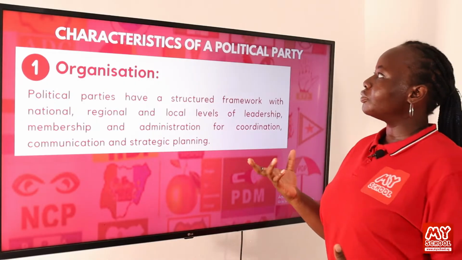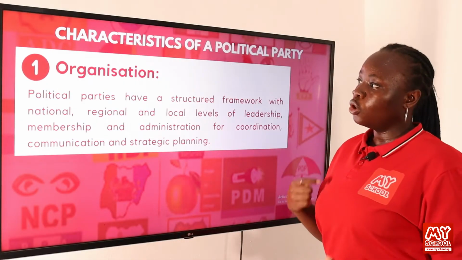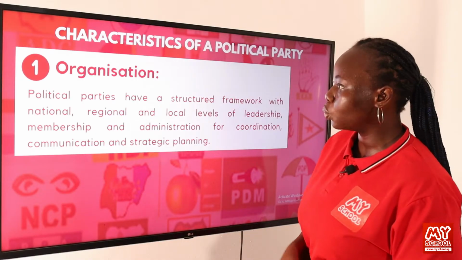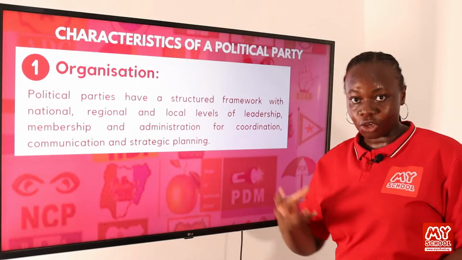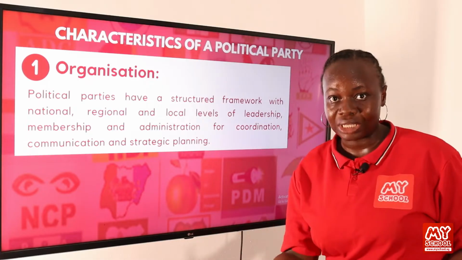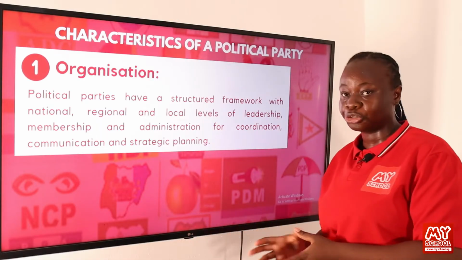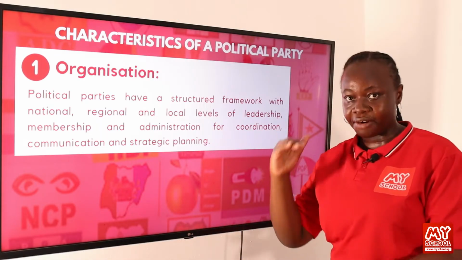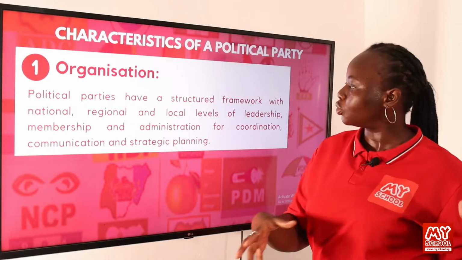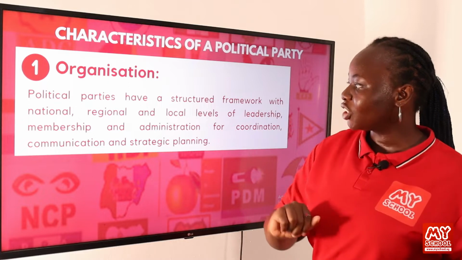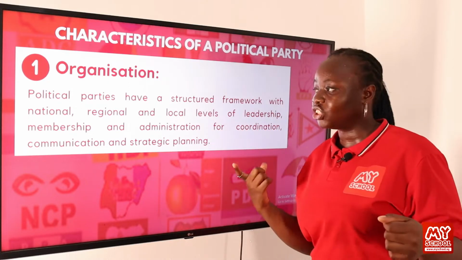All right, what are the characteristics of a political party? One of the characteristics is organization. Political parties have a structured framework with national, regional, and local levels of leadership. Again, there is a hierarchy of leadership, and they have branches everywhere. That is how an organization is run. They have branches in different parts of the country, and these branches also have a hierarchy of authority to ensure that their goals are being implemented in various parts of the country. So they also have membership and administration for coordination, communication, and strategic planning.